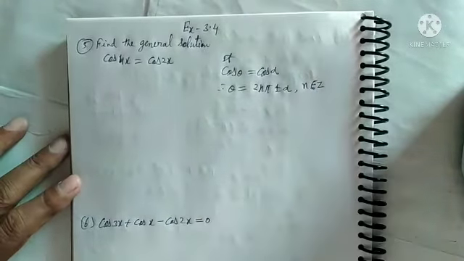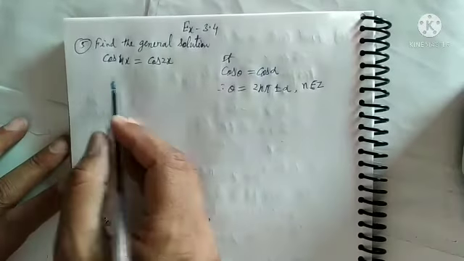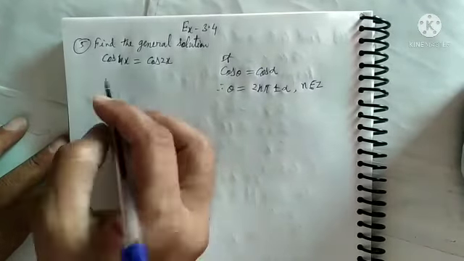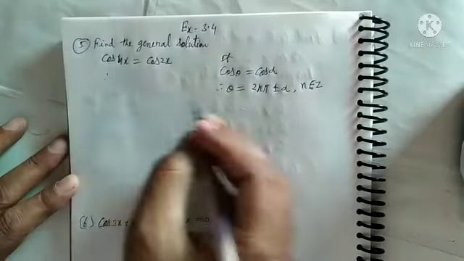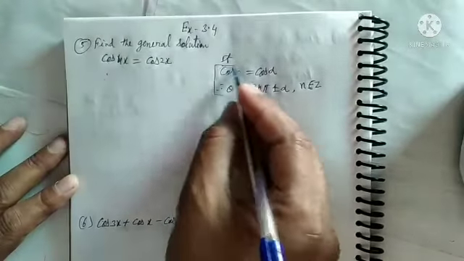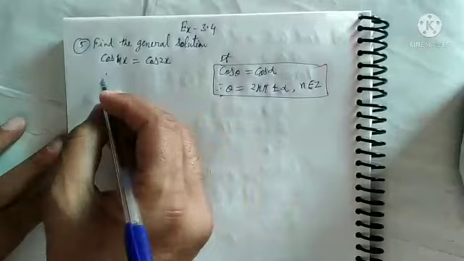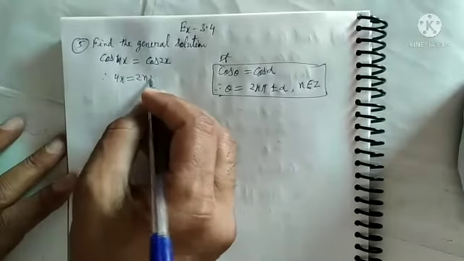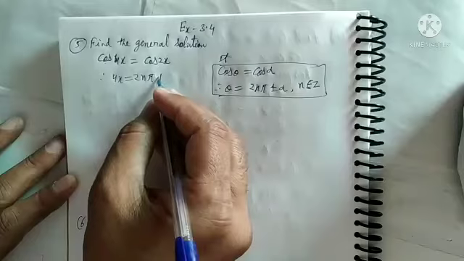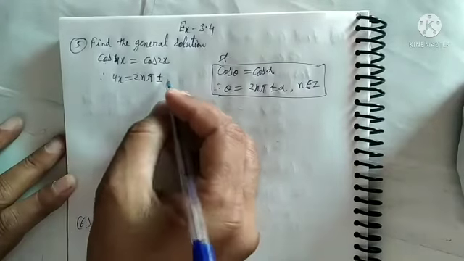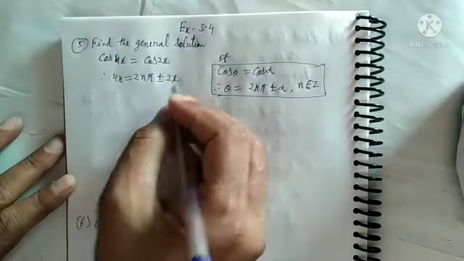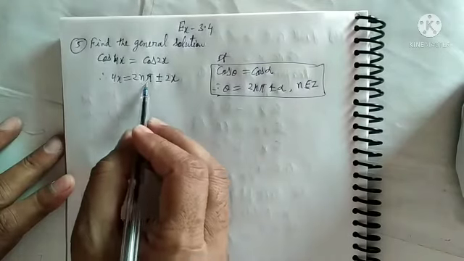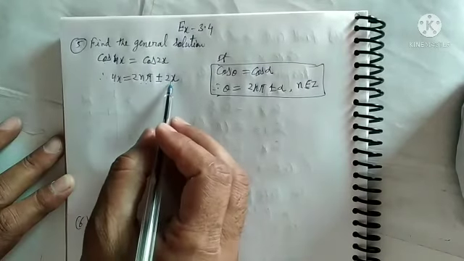Now here we also have cos 4x is equal to cos 2x. So this identity I have already written. This is the formula that we will use here. Therefore 4x is equal to 2n pi plus minus, in the place of alpha what do you write here? 2x. Now 4x is equal to 2n pi plus minus 2x.